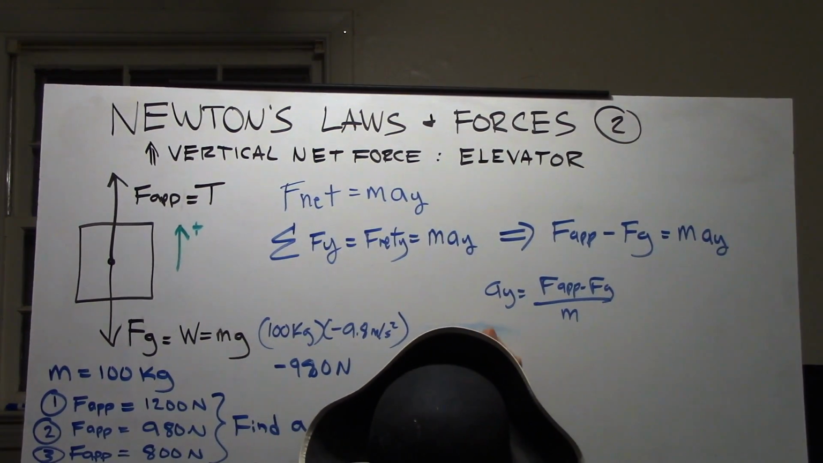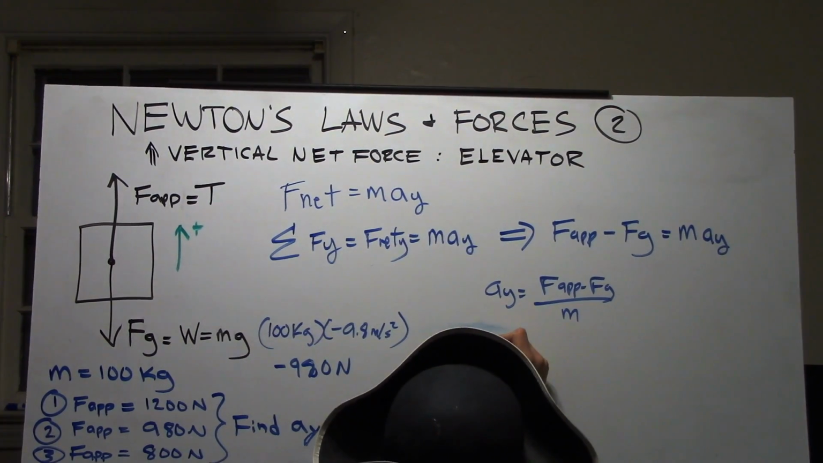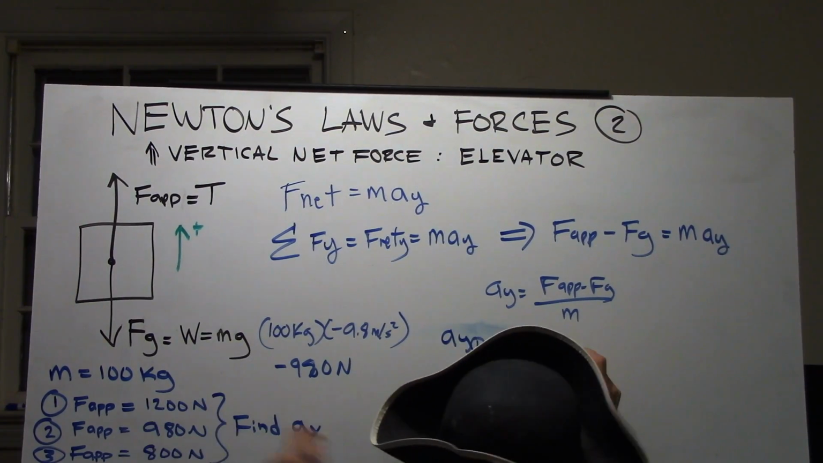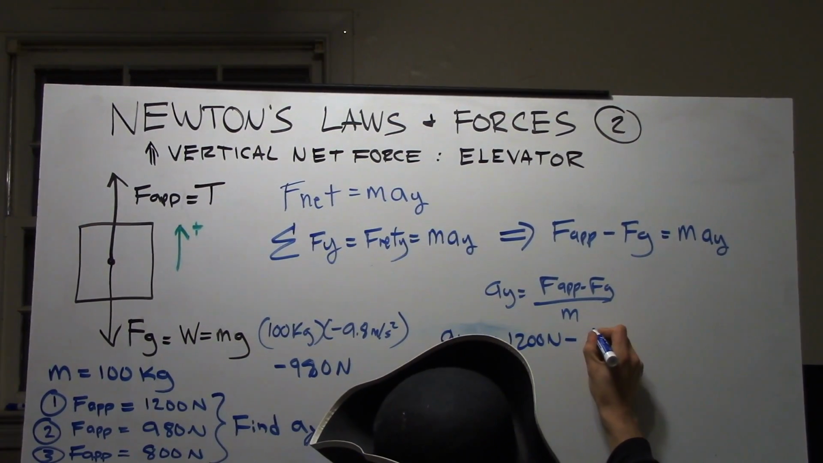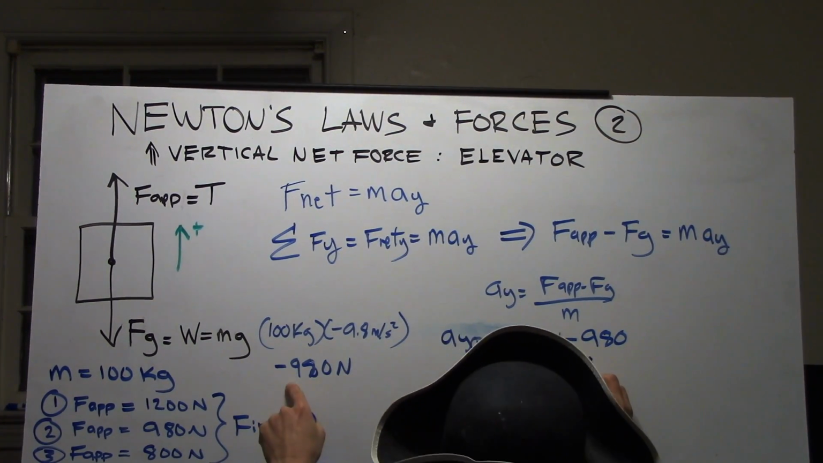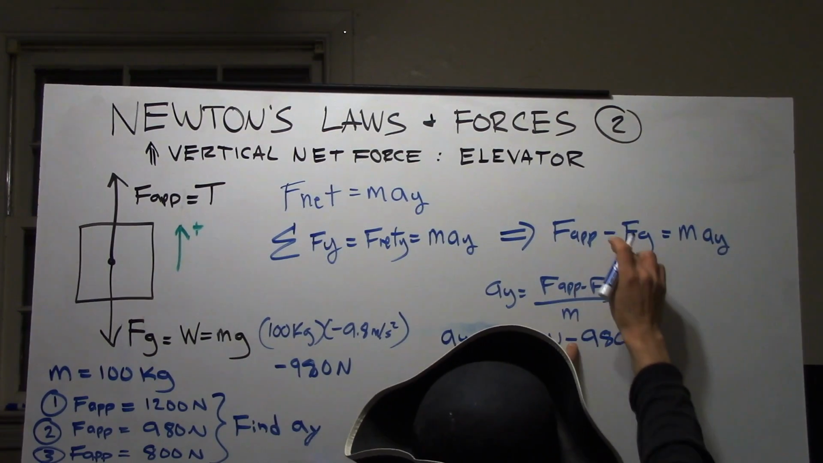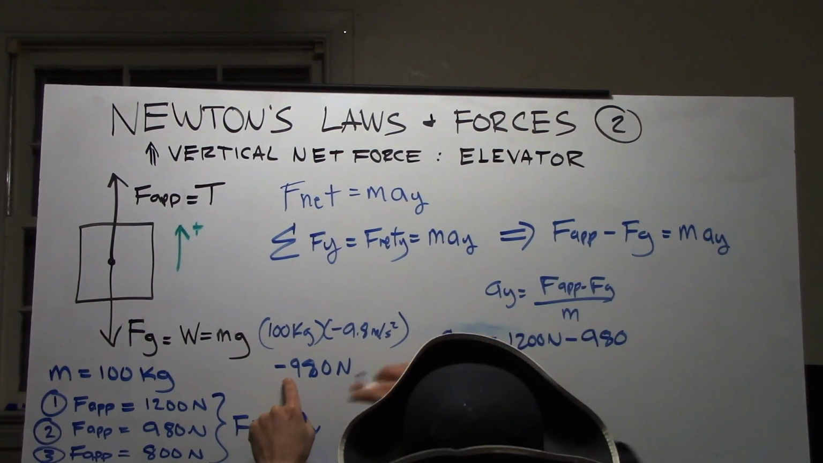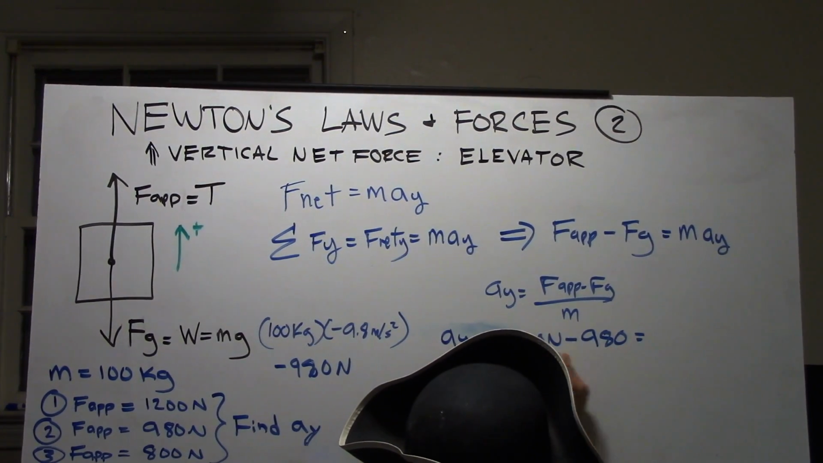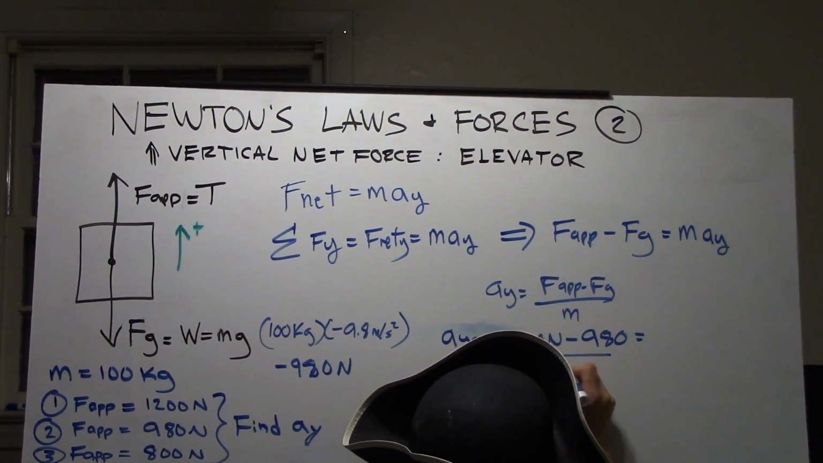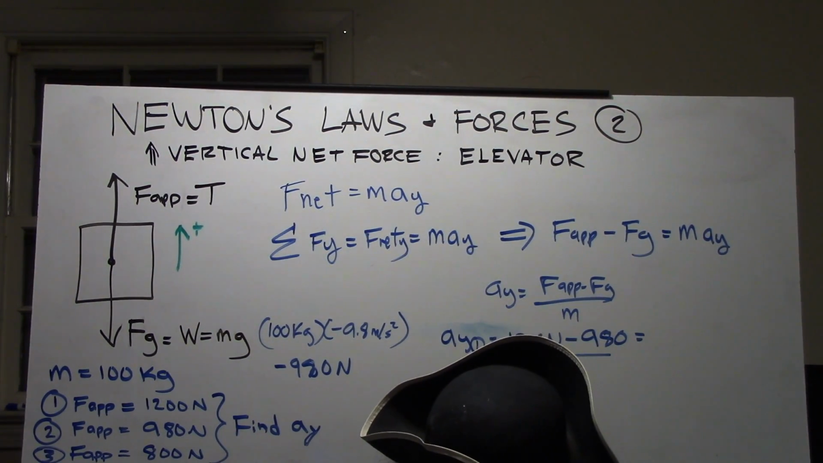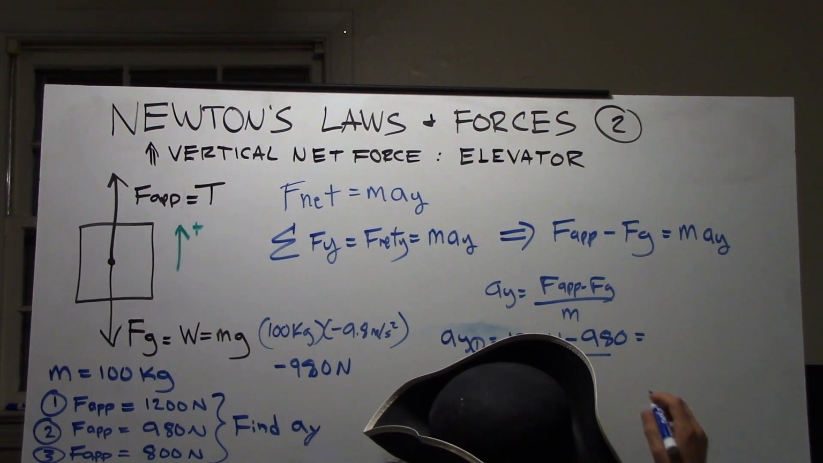So the first one, a_y1, is going to be 1200 newtons, which is the force applied in this situation, minus Fg, which is 980. I didn't do a double minus. Remember, this is already negative because it's in the downward direction, so we don't double negative that. And divided by m, which is 100.